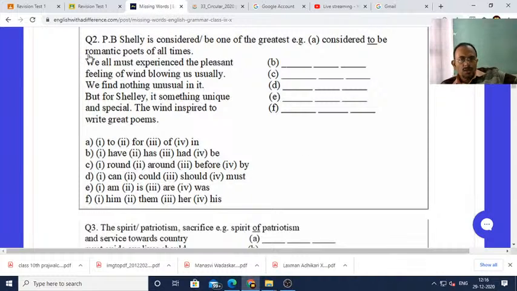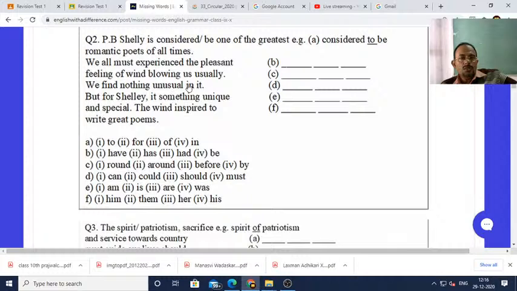Now let's work out, coming back to our topic, that is missing words. So we all must experience the pleasant feeling of wind blowing us usually. Okay, so we all must have experienced, right? It should be have here. See, have is given here. So we all must have experienced. So you should write here have in the answer. And the pleasant feeling of wind blowing around us usually. Okay, blowing around us, it should be around here.